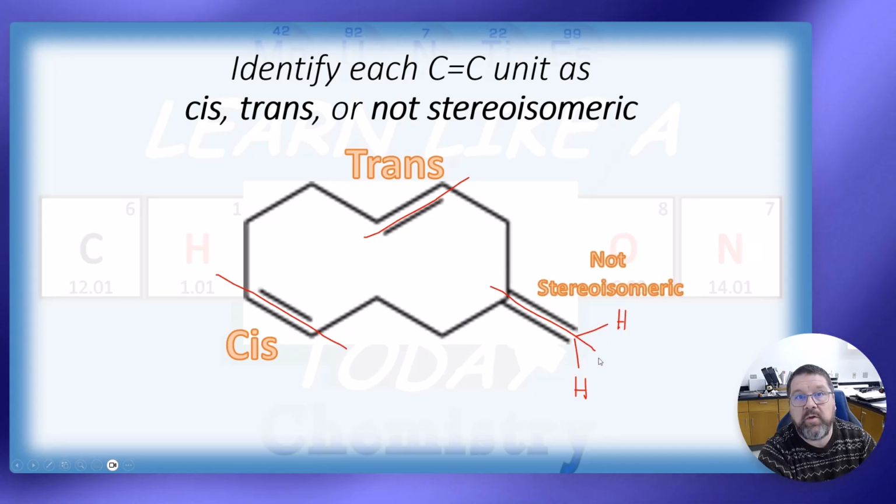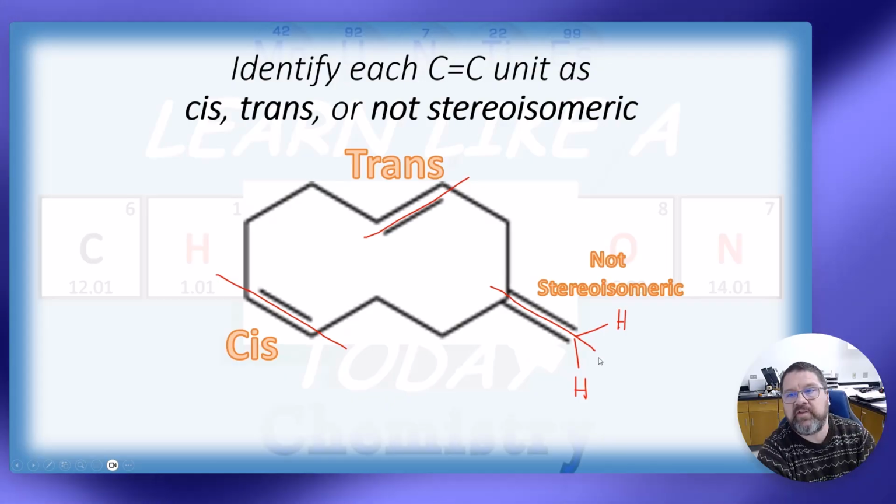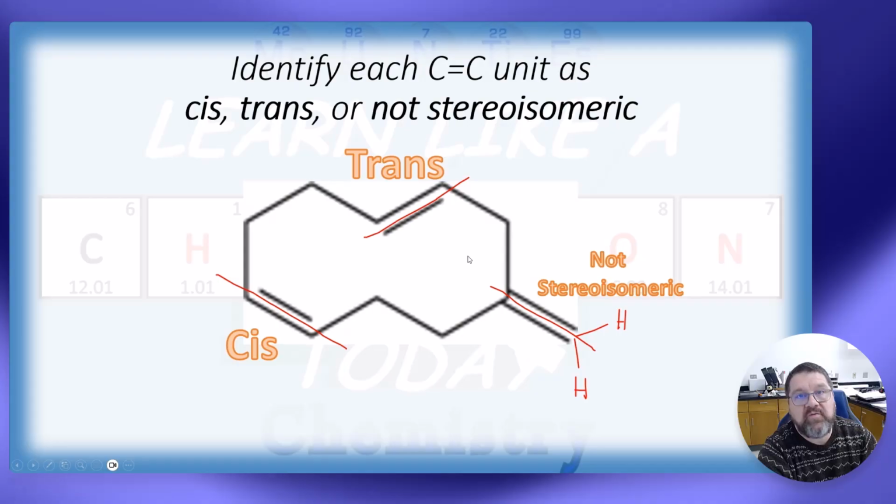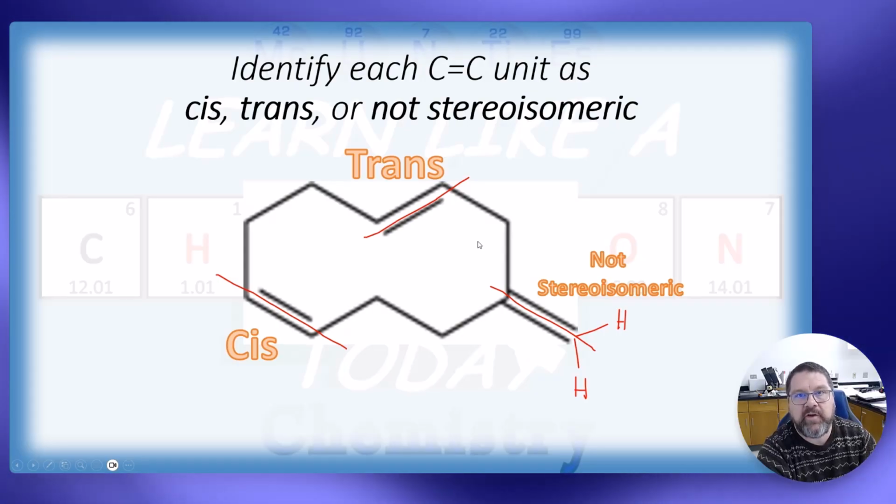And so that's one of the things that you have to keep in mind also, is that whatever's attached to the vinylic carbons, they have to be different groups from each other in order for this stereoisomerism to occur.